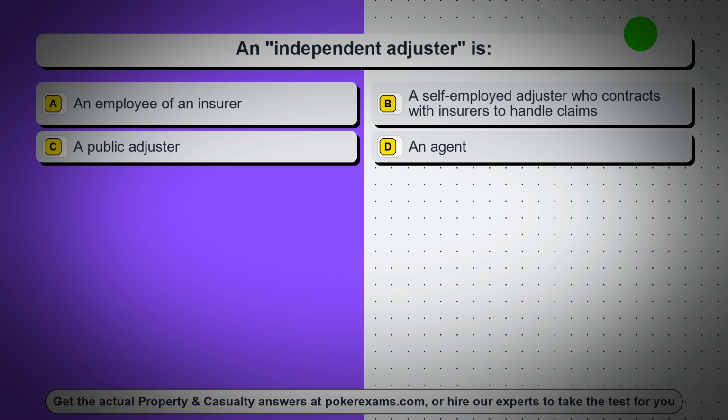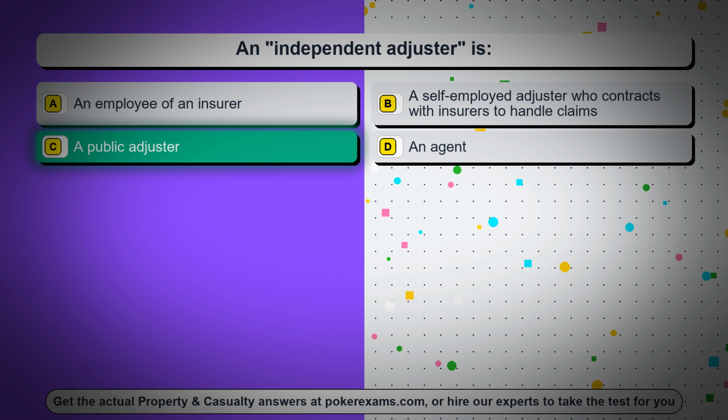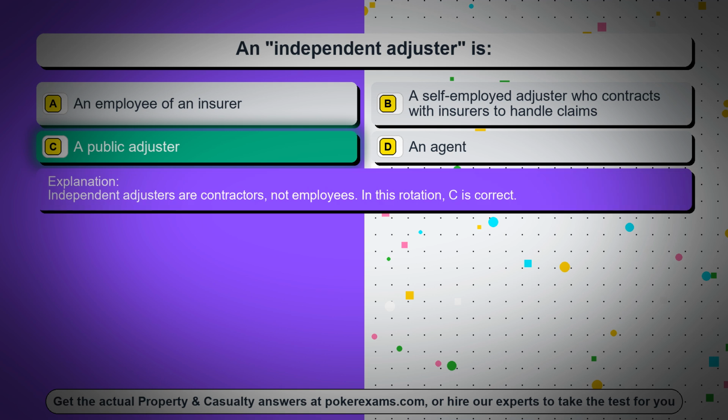Question 31. An independent adjuster is: Option A, an employee of an insurer. Option B, a self-employed adjuster who contracts with insurers to handle claims. Option C, a public adjuster. Option D, an agent. The correct answer is option C, a public adjuster. Independent adjusters are contractors, not employees. In this rotation, C is correct.